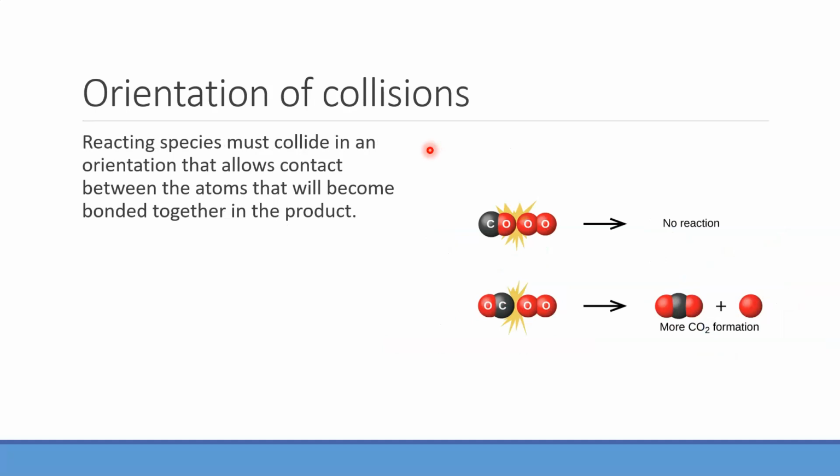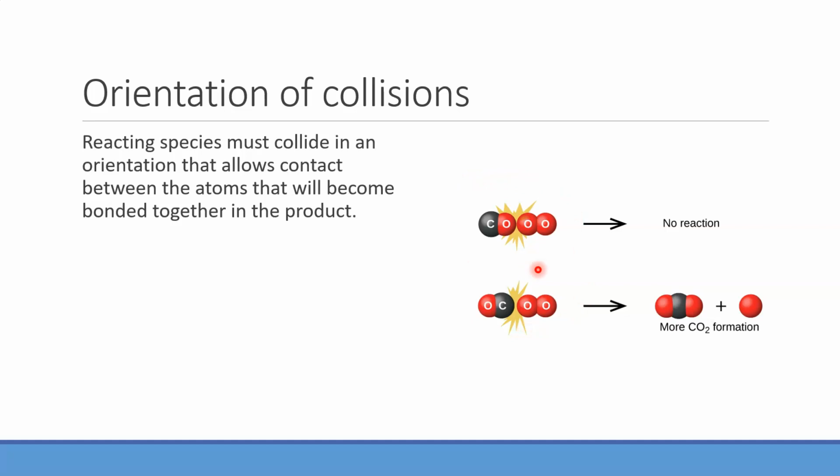Another aspect of this model is understanding the orientation of collisions. So what we mean by that is that the reacting species have to collide in the correct orientation that allows contact between the atoms that will become bonded together in the product. So in this example, we're seeing a collision between carbon monoxide and molecular oxygen. The bond that's going to form is between the carbon atom on the carbon monoxide and one of the oxygen atoms on the molecular oxygen.